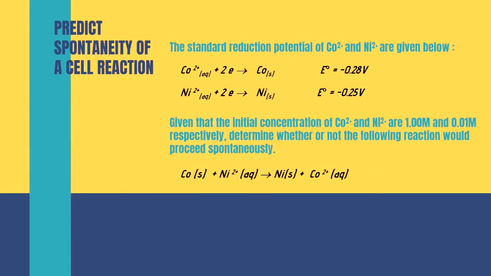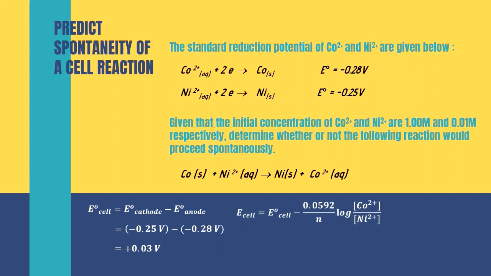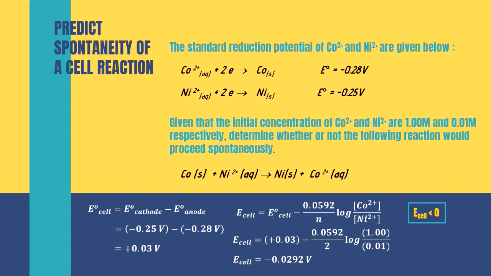The following shows an example of when to determine the spontaneity of a cell reaction. First, calculate the value of E naught cell. Next, using the Nernst equation, calculate the value of E cell and determine whether the E cell is larger, smaller, or equal to 0. Predict the cell reaction spontaneity.